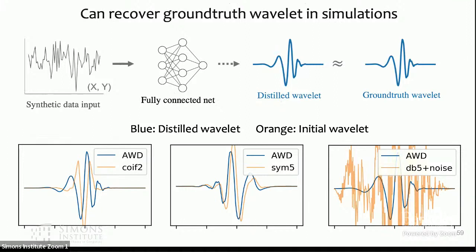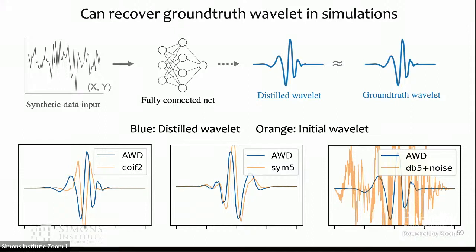If you simulate using our approach, so you have a synthetic input and we took a fully connected net, you can distill this wavelet. So you start with wavelets, add some noise, and then you go through and you fit the deep learning, and you get the distilled wavelet more or less equal to the ground truth wavelet. So this is a proof of concept.